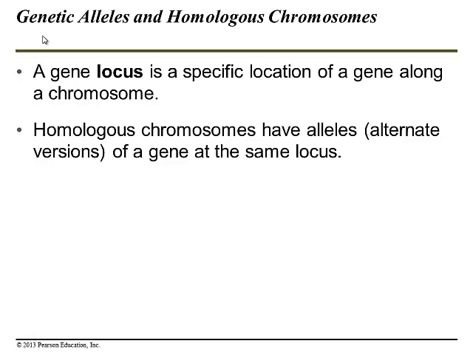A gene loci, or locus, is a specific location on a gene along a chromosome. So on whatever chromosome I happen to be mapping out, a specific portion of that chromosome, and I can't tell you off the top of my head because I don't know, is for eye color. That's called a locus, or a loci. Homologous chromosomes have alleles, different versions of a gene at the same loci, or locus.